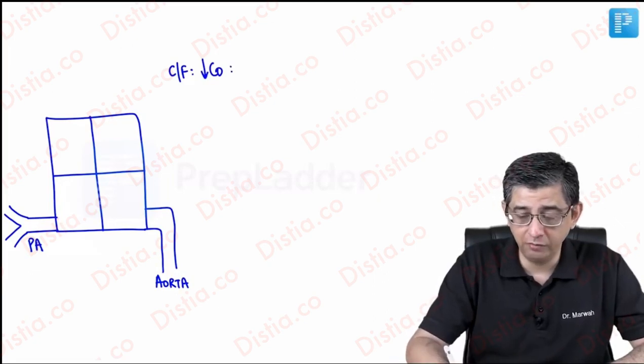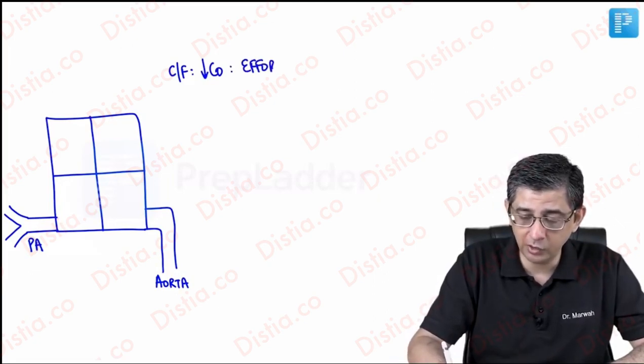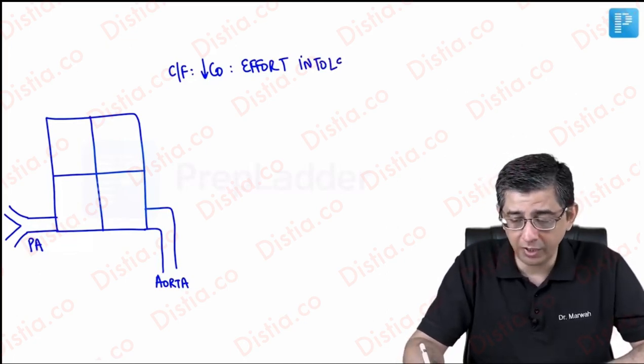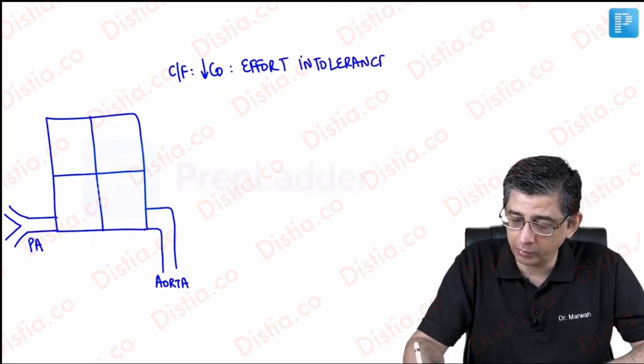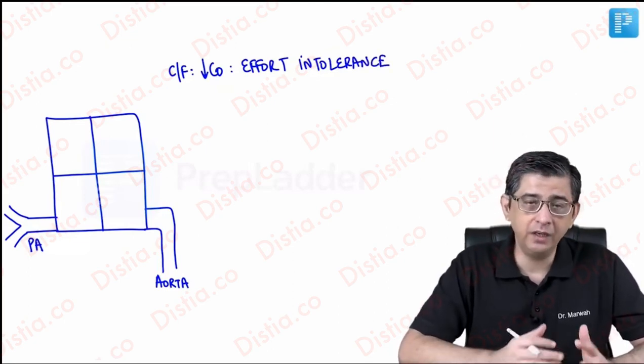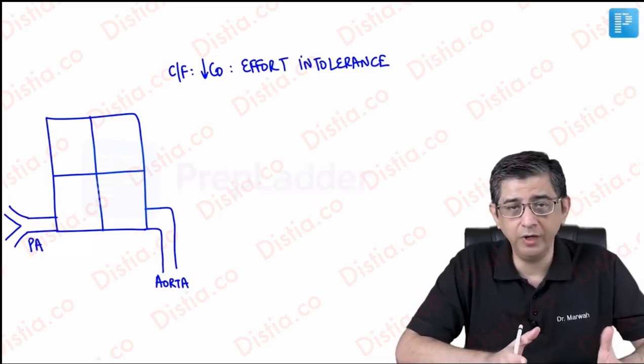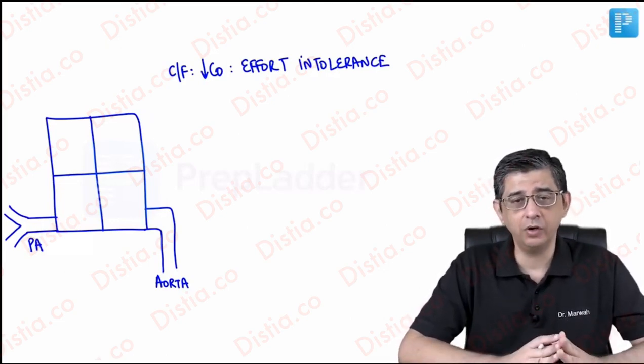I've tried to explain why effort intolerance is written in these patients, because the moment we read this line, our first thought process is, okay, the disease is on the left side of the heart. That's okay. Effort intolerance will always occur with problems of the left, but ultimately right and left are coupled together. If the right is not able to send blood effectively to the left side, there would be effort intolerance in the patient.